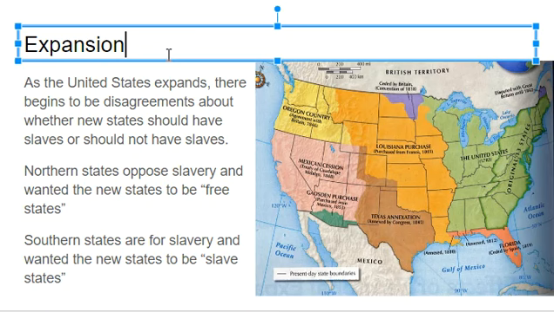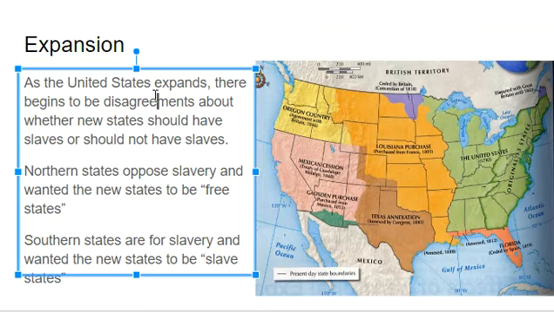And as the United States expands, there begins to be disagreements about whether the new states should have slaves or should not have slaves. And if you remember from our first unit, it was a while ago, but the southern colonies had slaves. That's how they made their money. They bought slaves, they traded slaves, so the southern colonies had slaves. Whereas the mid-Atlantic, New England colonies did not have slaves.